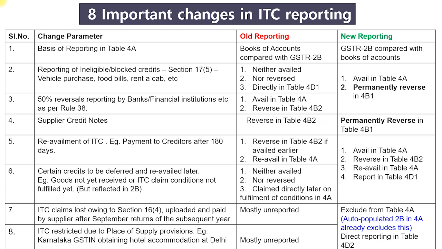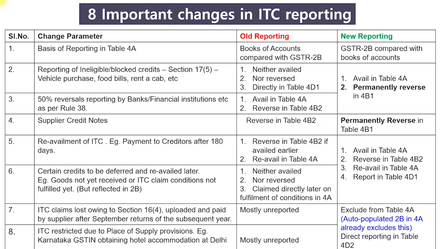Now, 7 and 8 cover the ineligible ITC owing to 16(4), where the supplier has uploaded the GSTR-1 after September of the subsequent year. So the 16(4) time limit is over. I'm presuming taxes are also paid afterwards. And of course, there can be a legal debate about these provisions. I'm not touching that now. But presuming the taxes also haven't been paid in time and it is decided to be an ineligible credit.